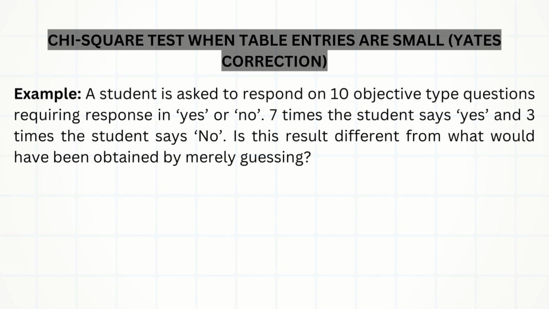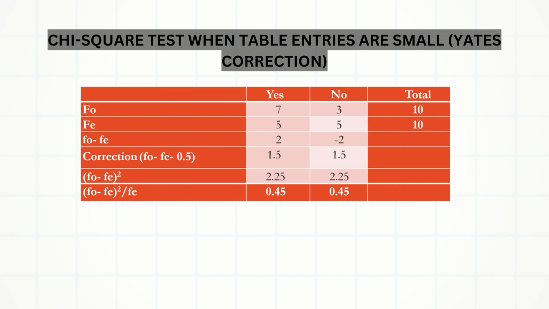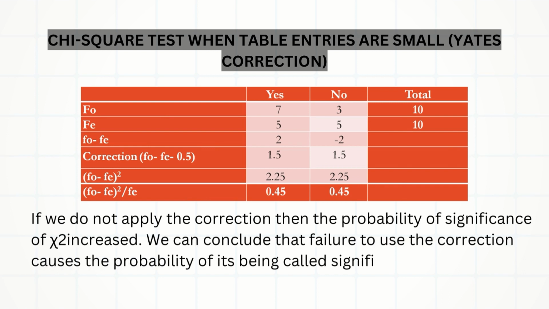So, in such kind of cases, we may go ahead for Yates correction, and this is the computation of chi square with Yates correction. What we have to do is subtract 0.5 from FO minus FE, and if we do not apply the correction, then the probability of significance of chi square increases. We can conclude that failure to use the correction causes the probability of its being called significant to be considerably increased.